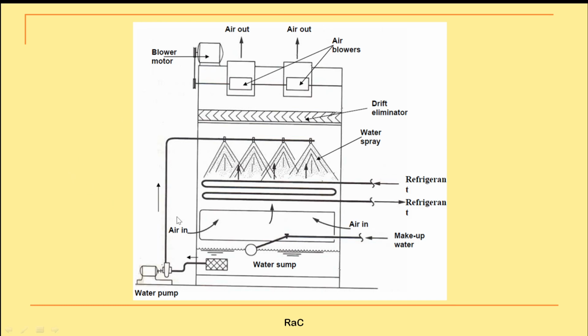So this is a more clear arrangement you can see here. The refrigerant is flowing through this tube and water is sprayed over it using suitable nozzles or showers, and the water vapor will escape out. Moist air will escape out through this after the drift eliminator, and the used water will be collected here in the water sump, and the same water will be pumped again using the water pump.